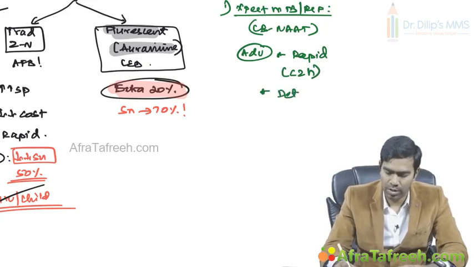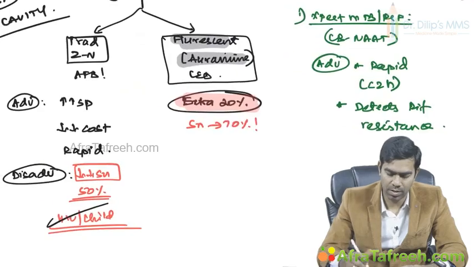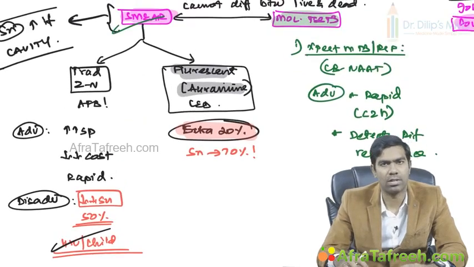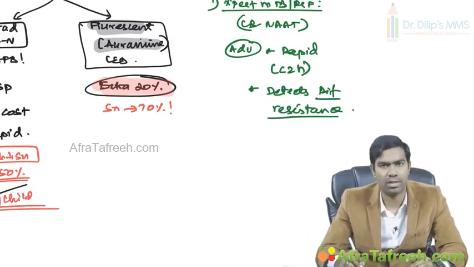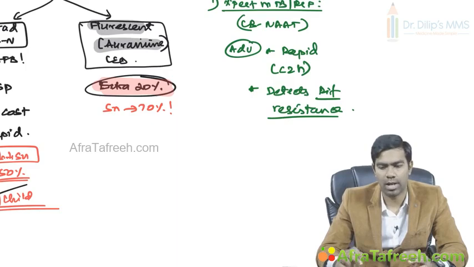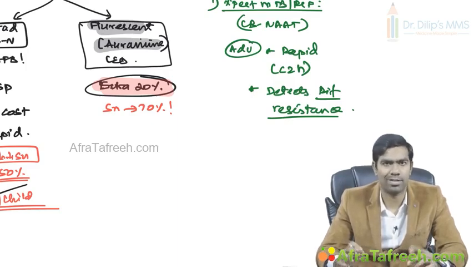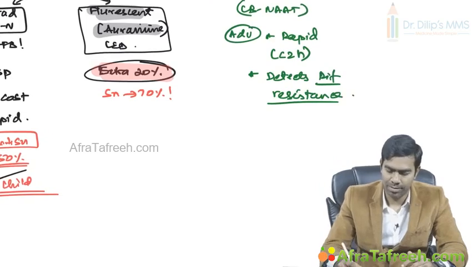Next, it also detects rifampicin resistance. This is again a major advantage of this particular test because smear can't test anything, obviously. You know that. At least something is better than nothing. It detects rifampicin resistance at least. But remember, I can tell this point in a different way: it detects only rifampicin resistance. That is also something that should be taken as a guarded statement.